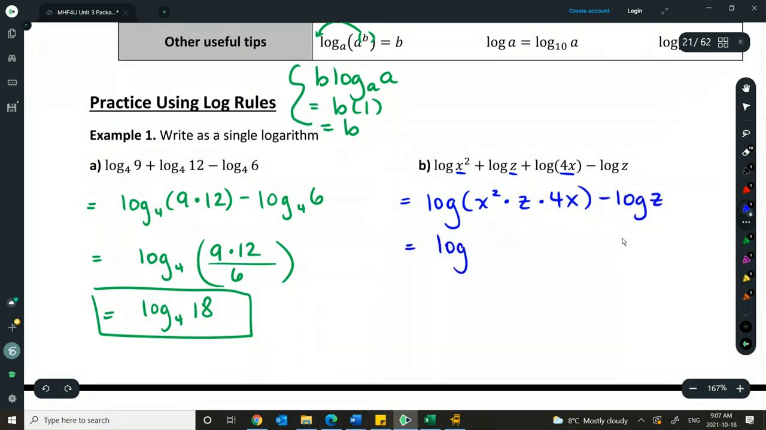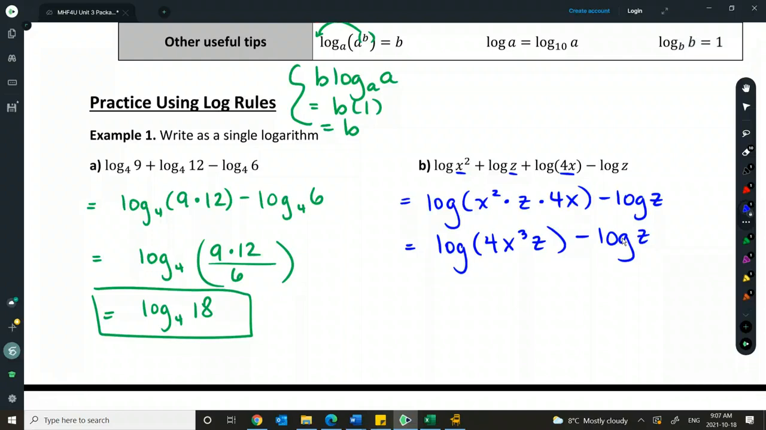And then I'm actually just going to simplify this quickly before we move to the next step. X squared times 4x, that's 4x cubed. And then we'll just have that z on the end there. So just applying some exponent rules to simplify here. Usually if I have a number, like a coefficient, I write that coefficient in front of all the variables. So that's why I moved that 4 to the front there.